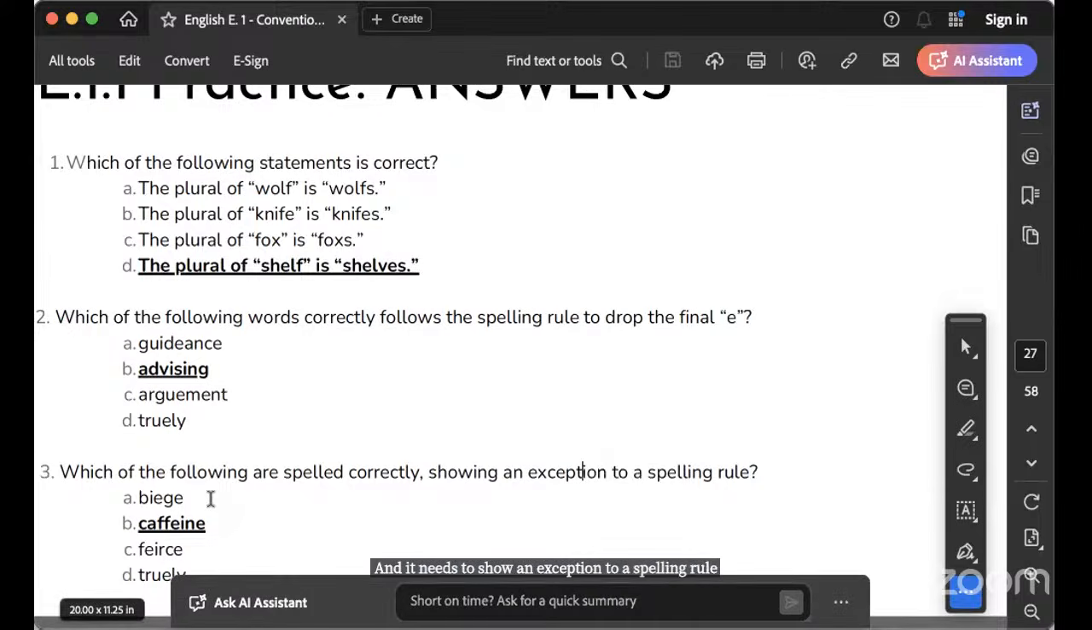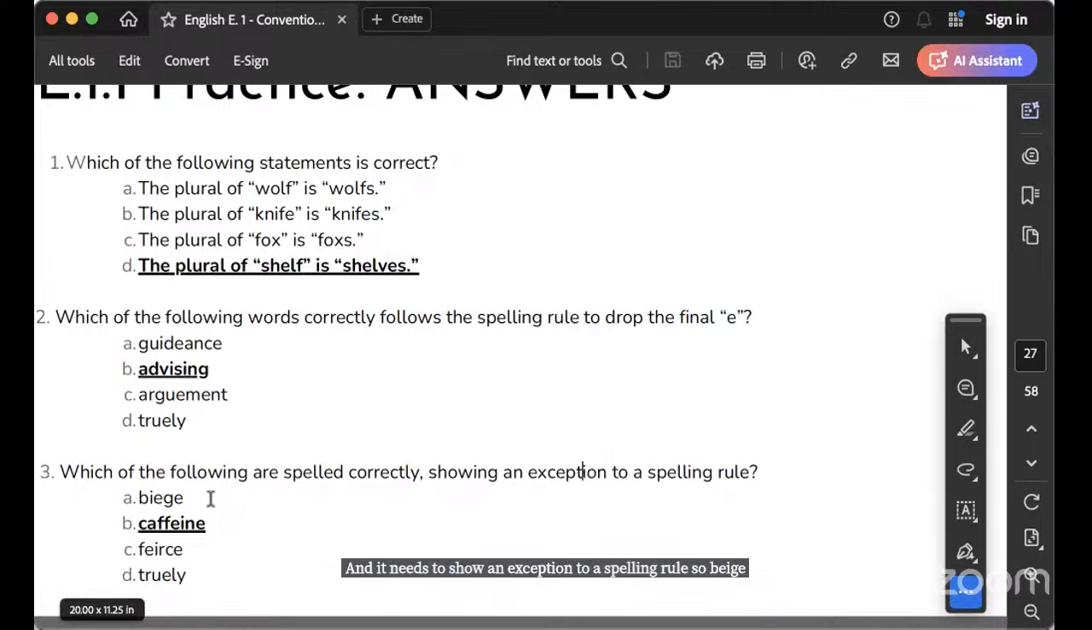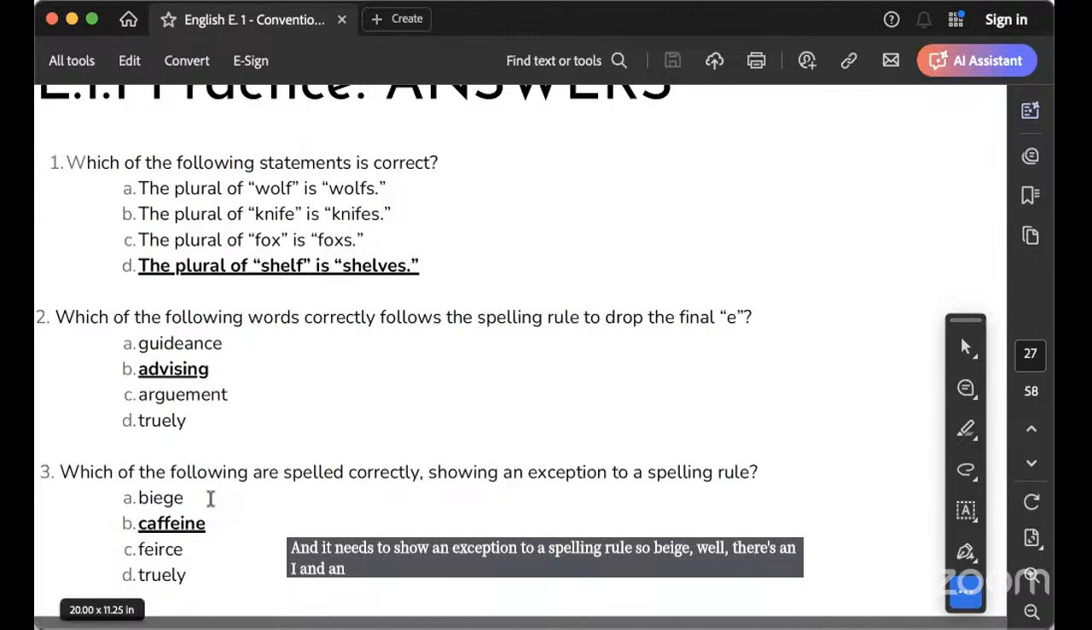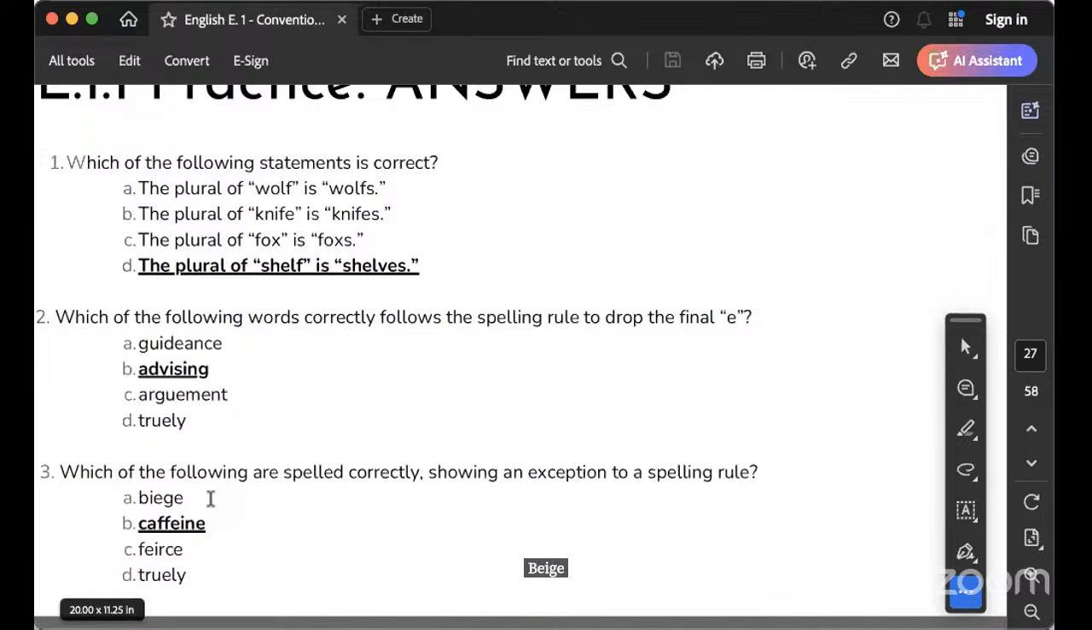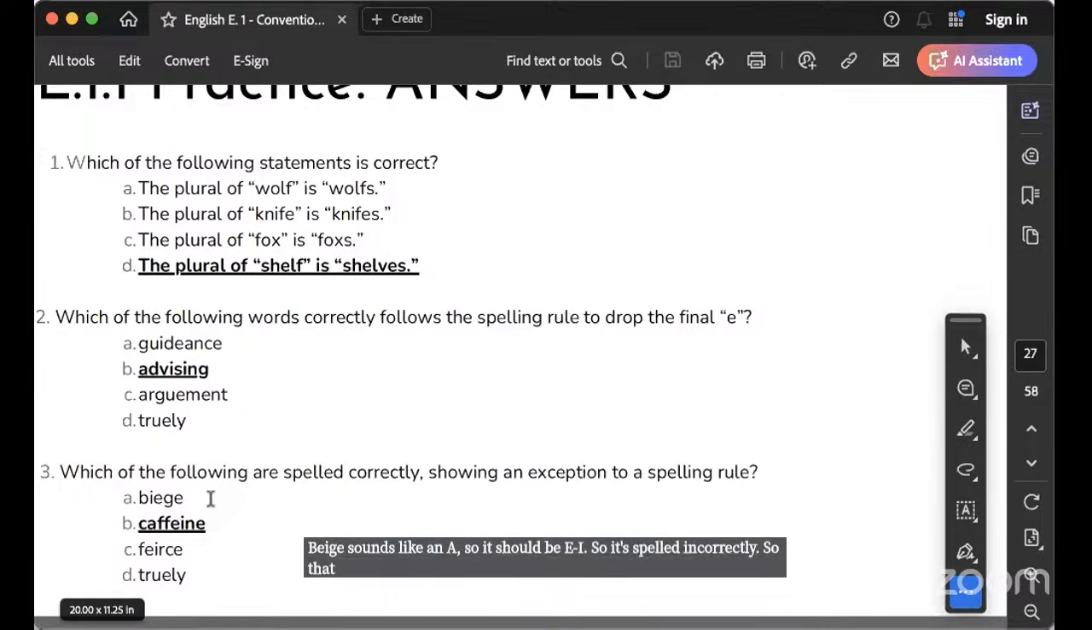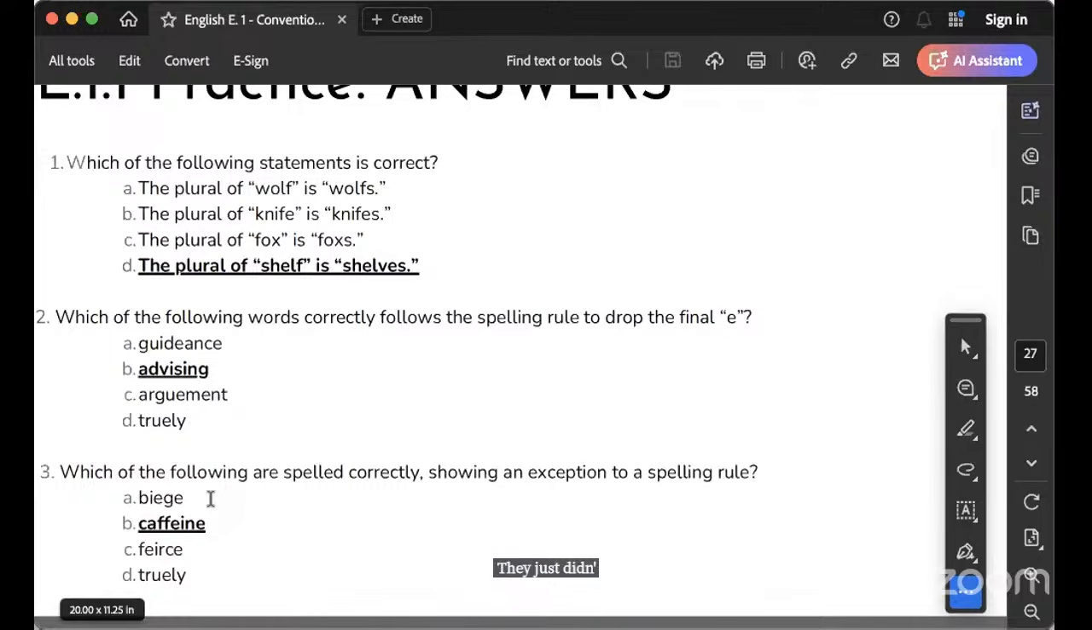So, beige. Well, there's an I and an E together. Remember, I before E except after C, but there's also those other exceptions. If it sounds like an A, beige sounds like an A, so it should be EI. So it's spelled incorrectly, so that automatically rules it out. It is an exception to a rule, I before E, except it sounds like an A. They just didn't spell, or, well, it was me, but I just didn't spell it correctly here.